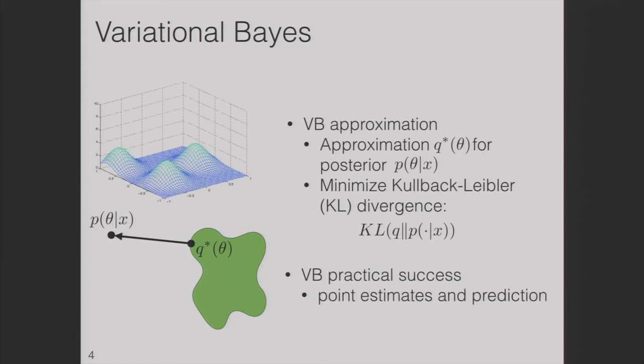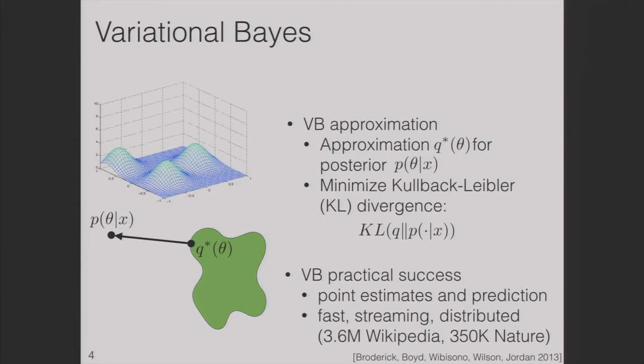We can get reasonable point estimates and predictions in some problems. It seems to have been working. We've shown in some work that we can make it work on streaming data. We can make it work on distributed architecture, so we can speed it up to very large data sets. We can run in millions of Wikipedia articles in something on the order of an hour.